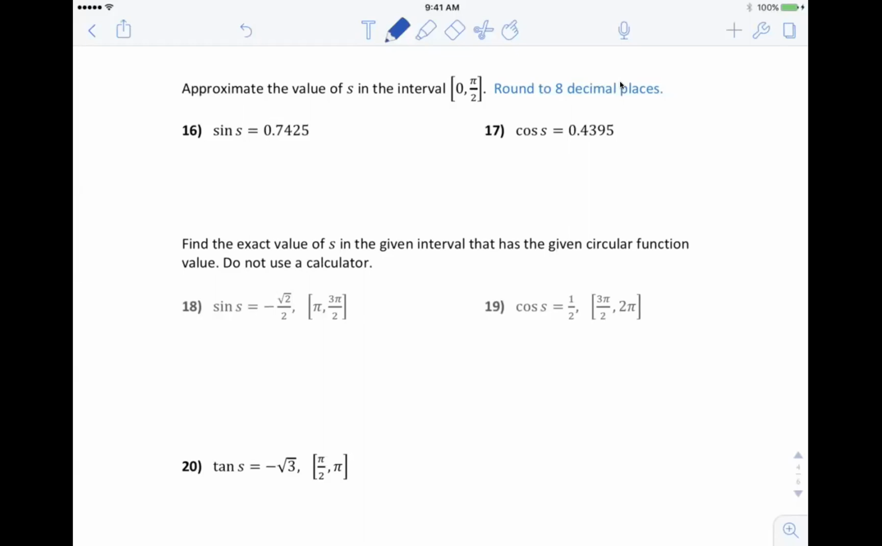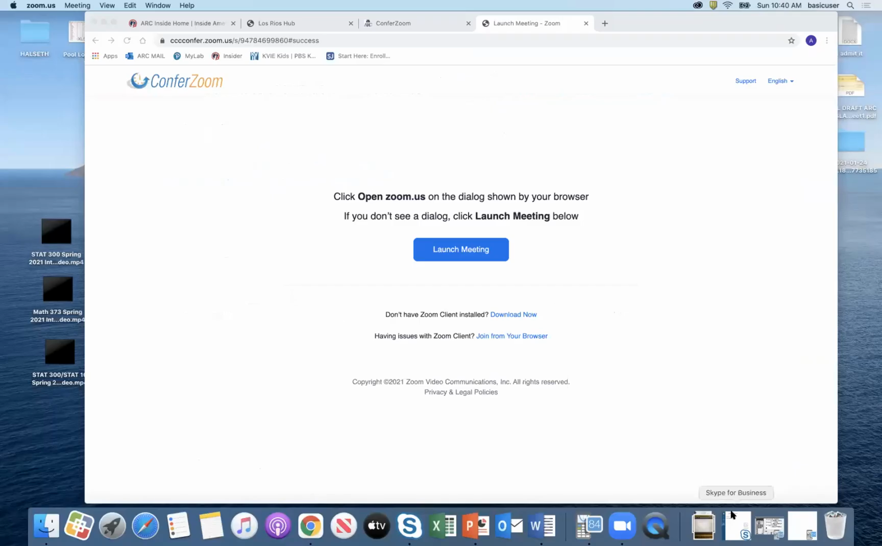So this first one, S is just going to equal sine inverse of 0.7425. And again, make sure you're in radian mode because it's specifying radians here, not degrees. So let's jump to the calculator for that and try it out.